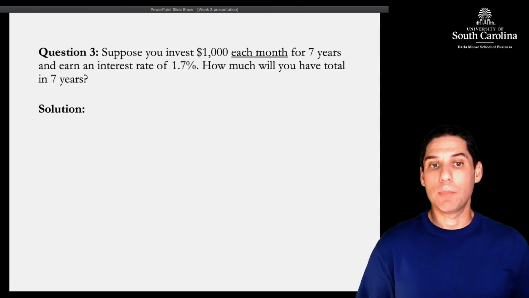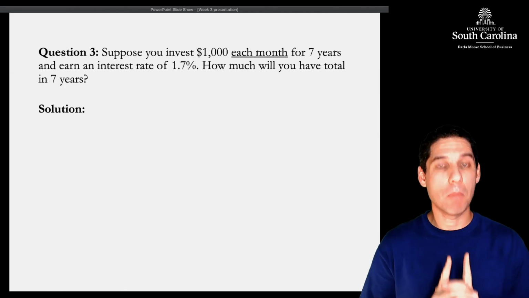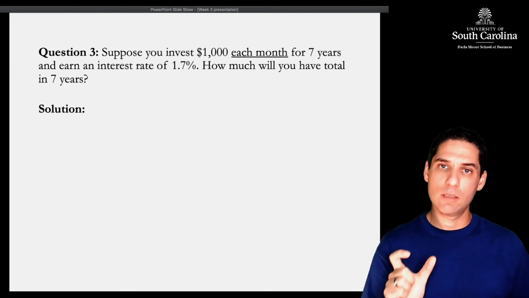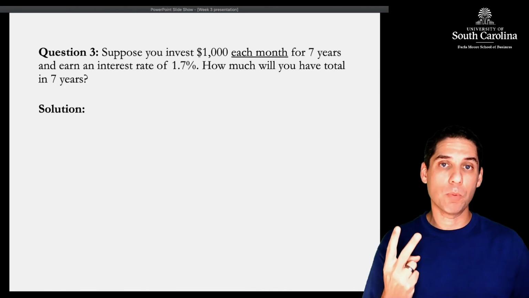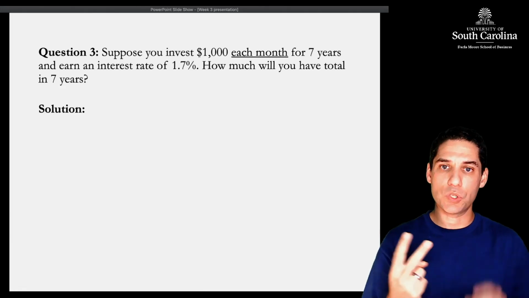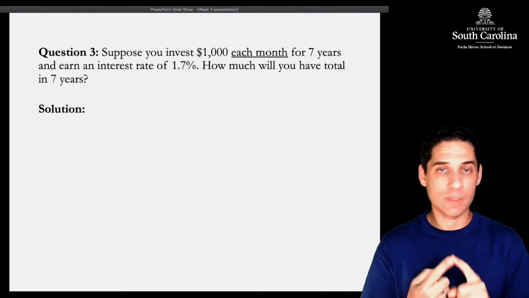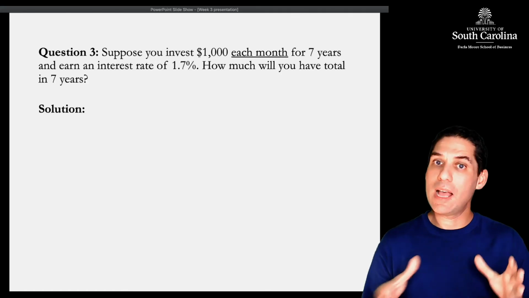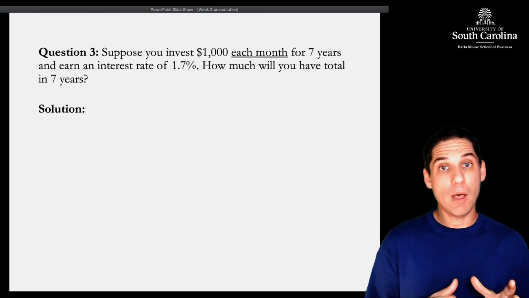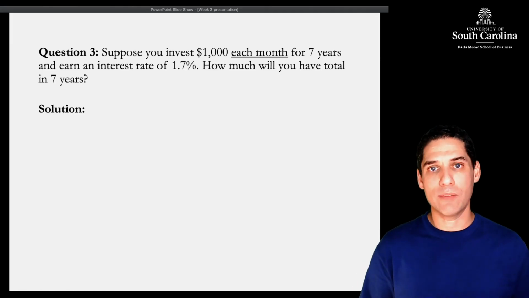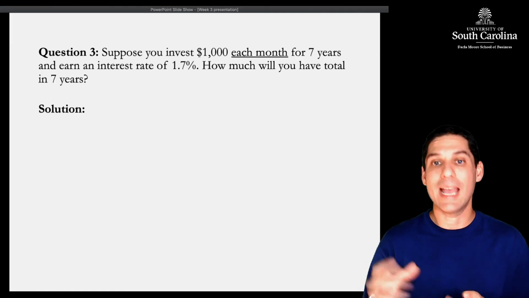Let's look at an example. Suppose you invest $1,000 each month. So right away, that underlined each month tells us two very important things about this question. $1,000 each month means we are in the annuity world. This is not a single cash flow. So we will have to use annuity formulas. And month means M is 12. So we have to use the versions of the annuity formulas with M in them.